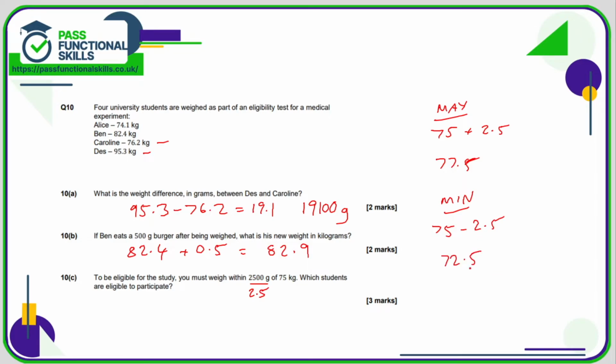So who is between 72.5 and 77.5? Well, Alice is between those values. Ben is too heavy. Caroline is also okay, and Des is too heavy as well. So just Alice and Caroline.